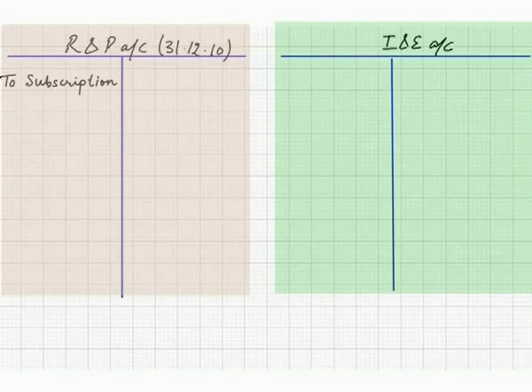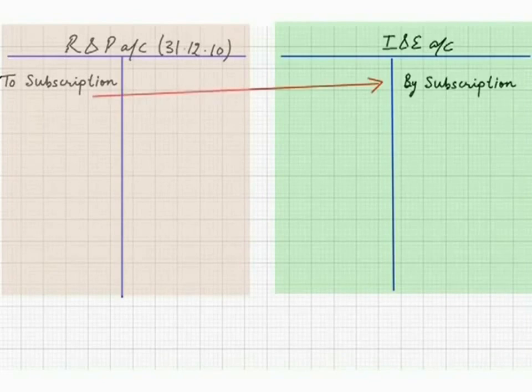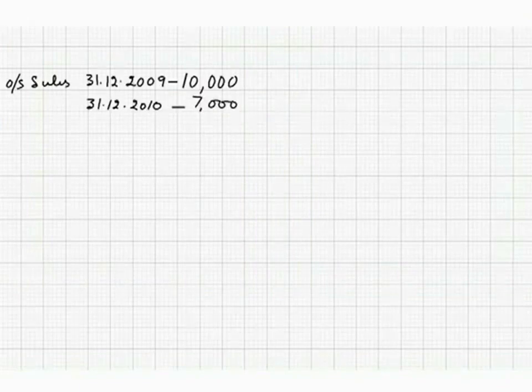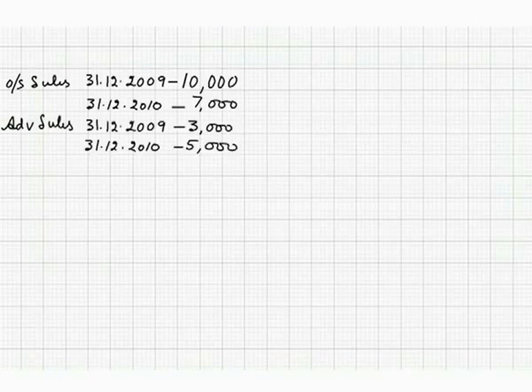It is a revenue gain, and all revenue gains are shown on the credit side of the income and expenditure account. Suppose some information is given to you. Outstanding subscription as on 31st December 2009 was 10,000, and as on 31st December 2010 it was 7,000 rupees. Advance subscription received was 3,000 in the beginning and 5,000 at the end. And cash received during this year was 1,50,000 rupees.